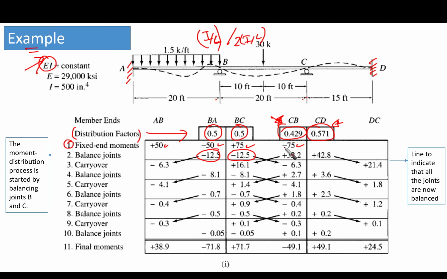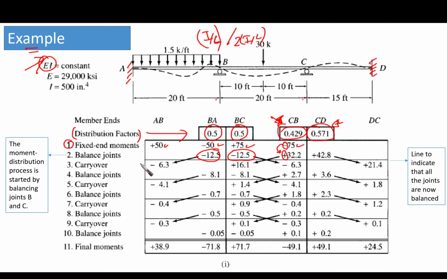In the same step, we are going to balance joint C. We have only minus 75 here because of the fixed end moments. We do not have anything here because there is no loading, so there is no fixed end moment here. Only we have minus 75. This needs to be balanced by these distribution factors. So we multiply 75 by 0.429 and it gives us plus 32.2. Take care of the sign: when we make the balancing moment, it takes the opposite sign. So 32.2 here and 42.8 here. This is all in the same step.